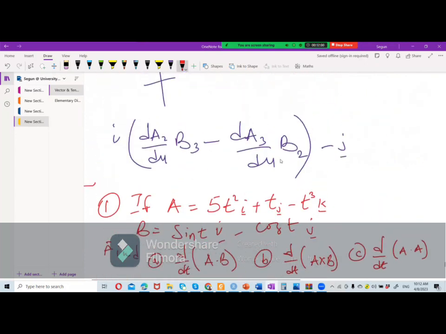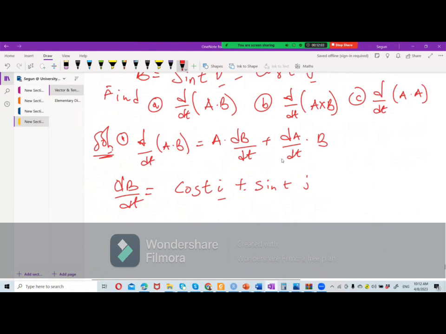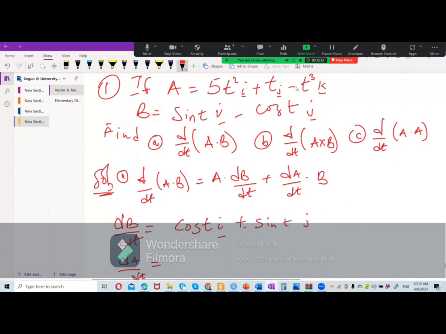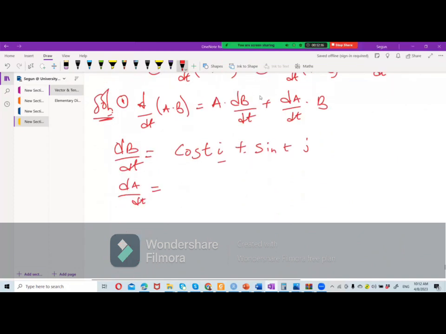So let's look at the A now. We need to differentiate A too. The dA dt is equals to what? When you differentiate 5t squared, what do you have? You have it to be 10ti plus j minus 3t squared k.